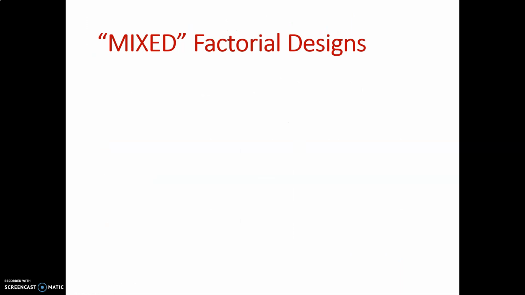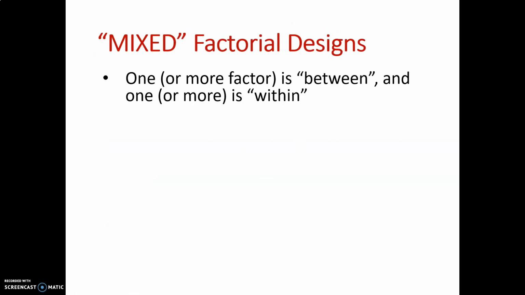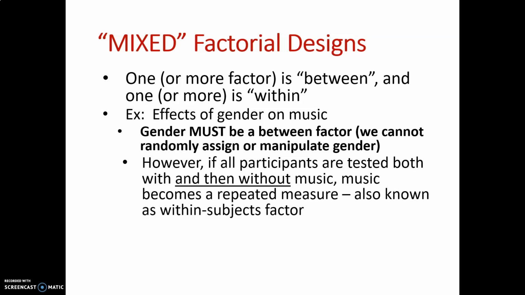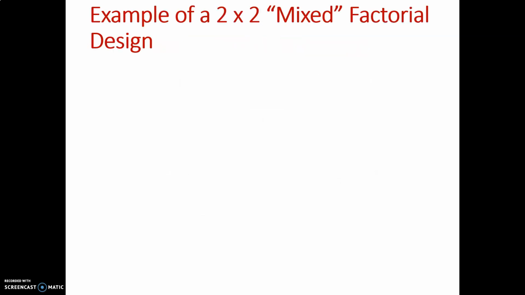We also can have a mixed factorial design, where we have 1 or more between subjects factors and 1 or more within subjects factors. So if we did this, returning to our example of gender and music, gender has to be a between subjects factor because we can't randomly assign or manipulate people to change their gender. However, if all participants are tested both with and then without music, or vice versa, music becomes a repeated measure, also known as a within subjects factor.